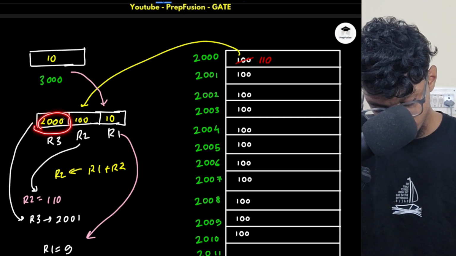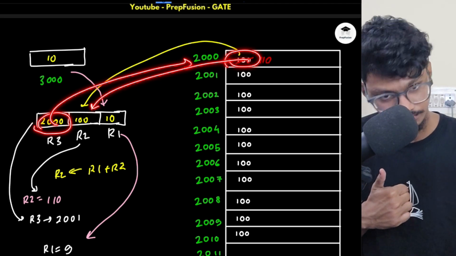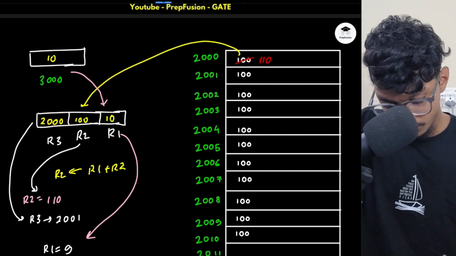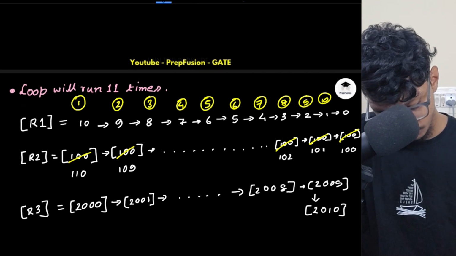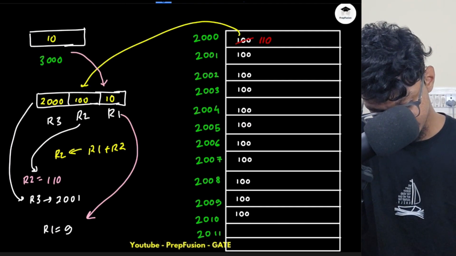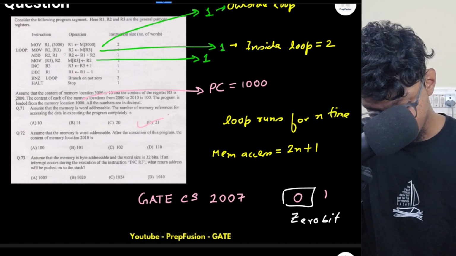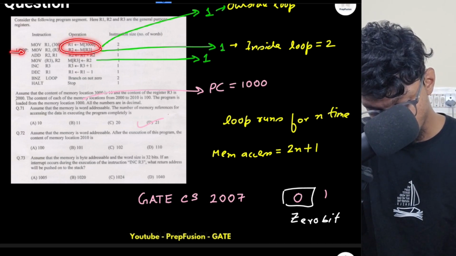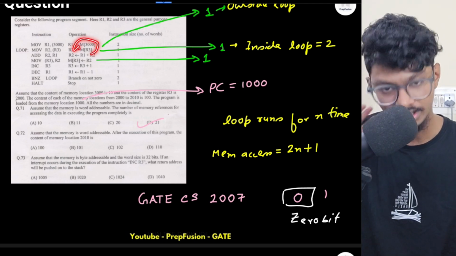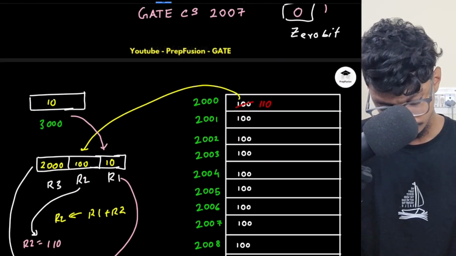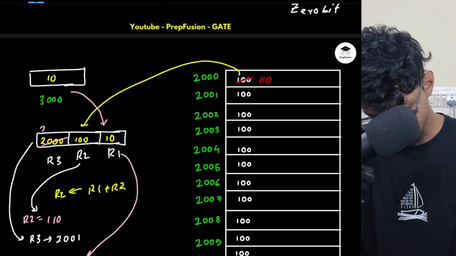Initially R3 was 2000, so I went to this memory location, and this value, initially 100, I stored in R2. Again in the second loop, R3 will be incremented to 2001, as we can see from here. As R3 has been incremented to 2001, at the start of the loop it tells me to go to the memory location pointed to by R3 and store it in R2. So now R3 has 2001.